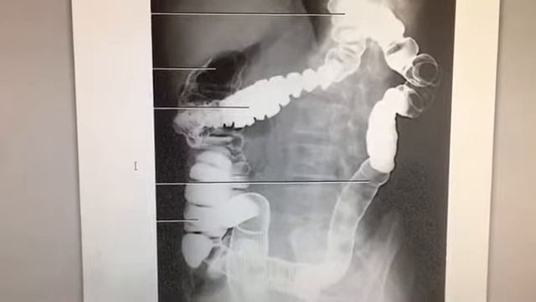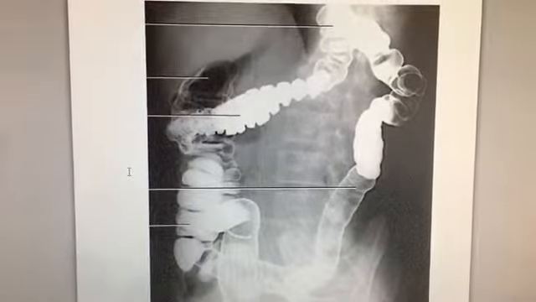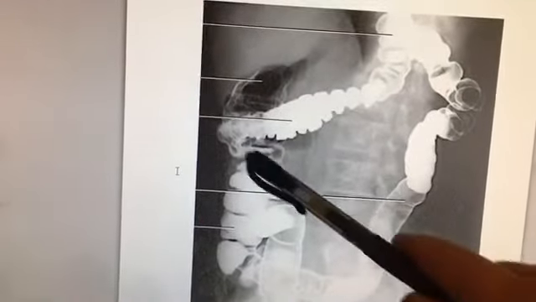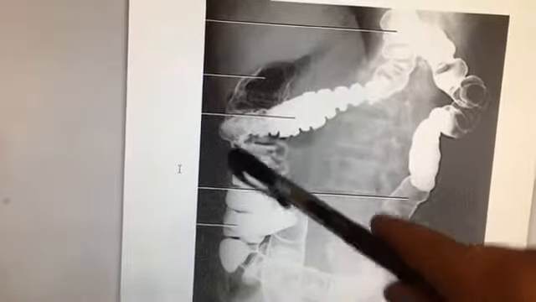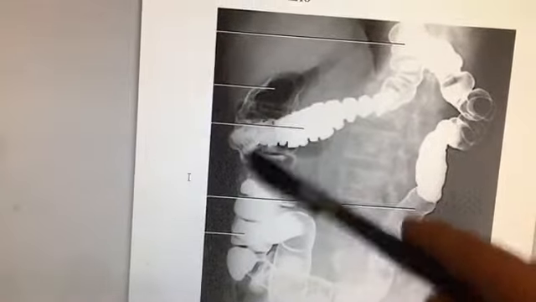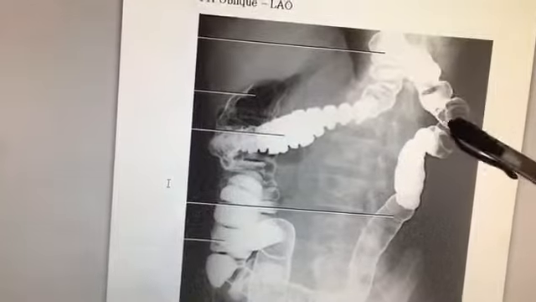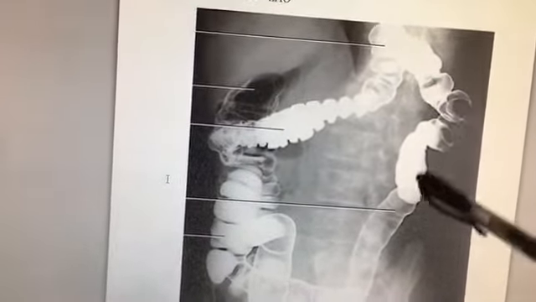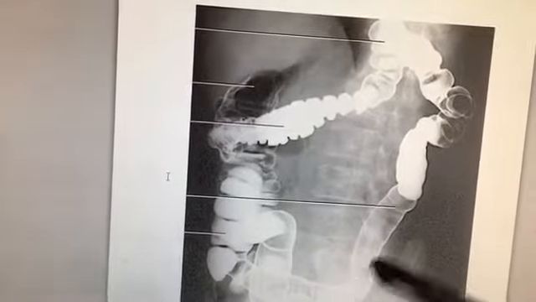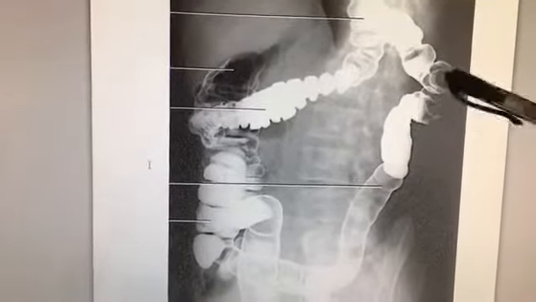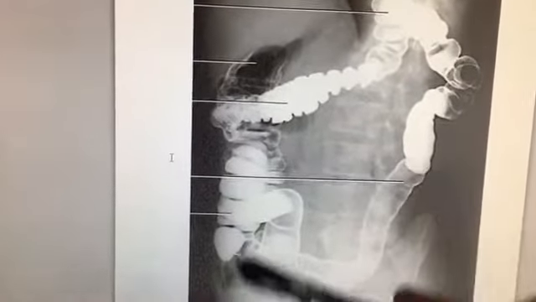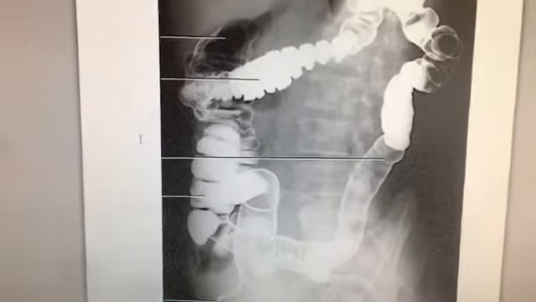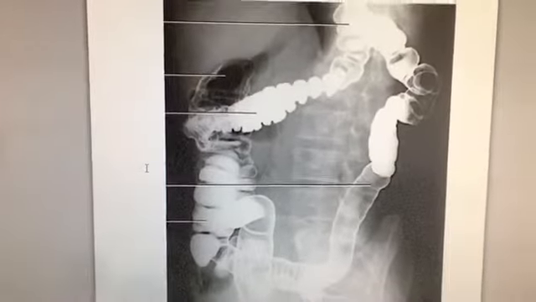For this projection, we're going to see the left colic flexure open, which is here. As you can see over here on the right, there's a lot of superimposition and a lot of folding in of the bowels. Here, the splenic flexure is open, and we can see the descending colon free from superimposition. So we're looking at the left colic flexure, the descending colon, and over here, which is the ascending colon, you can see that it is folded up and superimposed on itself.